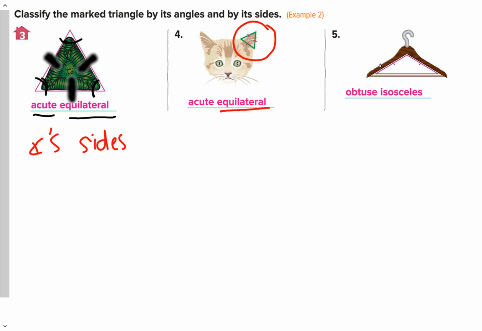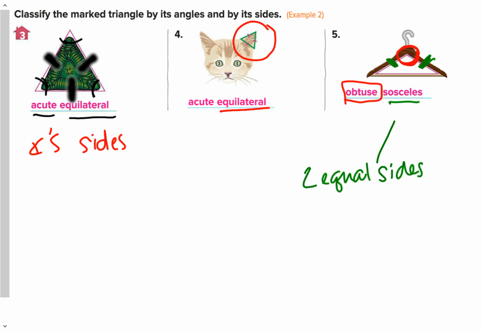Here's number 5. This one's called an obtuse isosceles for 2 reasons. Obtuse because if you look here, this angle is more than 90 degrees. And isosceles, which means 2 equal sides, because 2 of the sides are equal. So they have the 2 tick marks here, and the third one doesn't have it at all. So obtuse again, first name by its angles, second name by its sides. So this is obtuse isosceles.